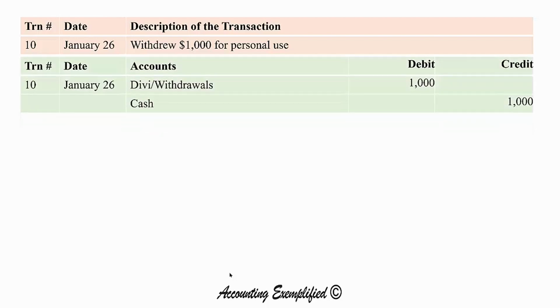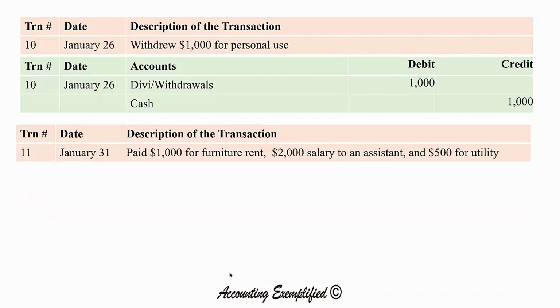January 26th, the owner withdrew $1,000 for personal use. So here we debit dividends or withdrawals. If it is a corporation, we call it dividends. If it's a proprietorship or a partnership, we call it withdrawals. So we debit dividends or withdrawals for 1,000, credit cash 1,000.